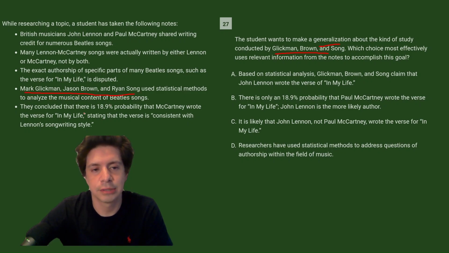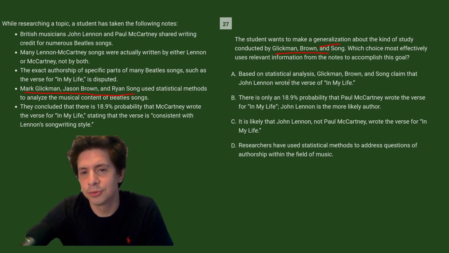They concluded that there's an 18.9% probability that McCartney wrote the verse for In My Life, stating the verse is consistent with Lennon's songwriting style. I love how they have a very specific number for this, but let's look at this, right? A. Based on statistical analysis, Glickman, Brown, and Song claimed that John Lennon wrote the verse of In My Life.